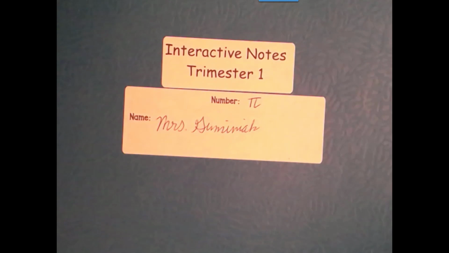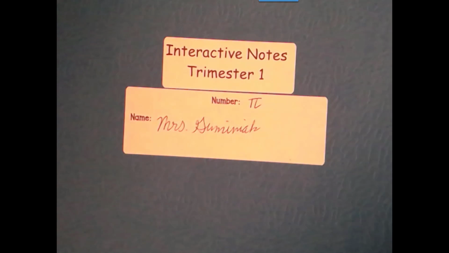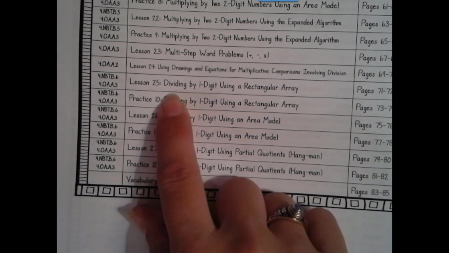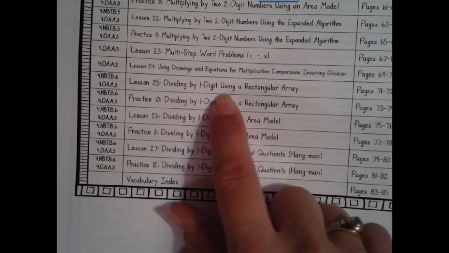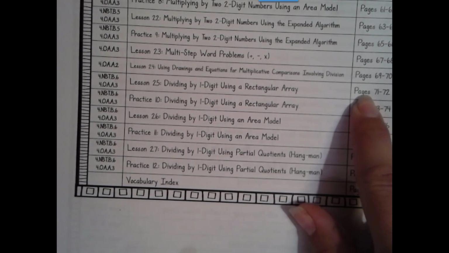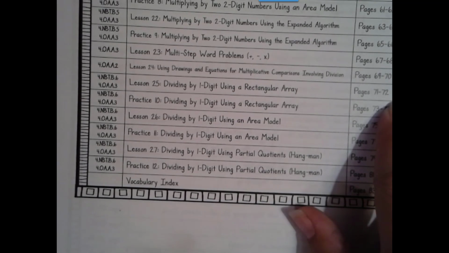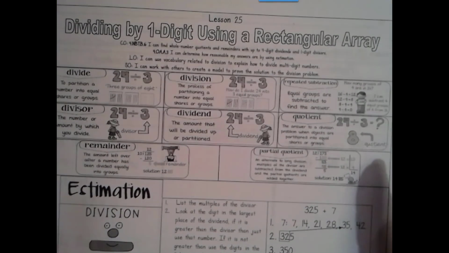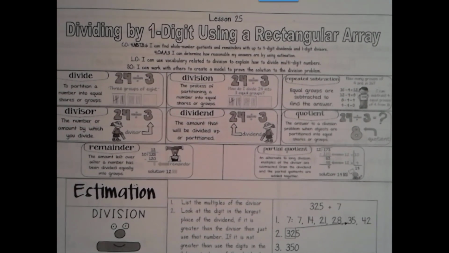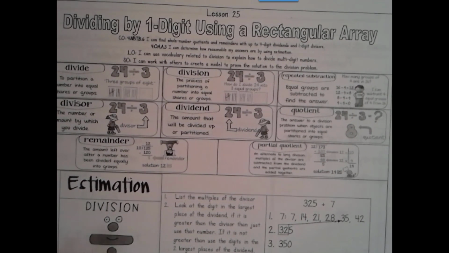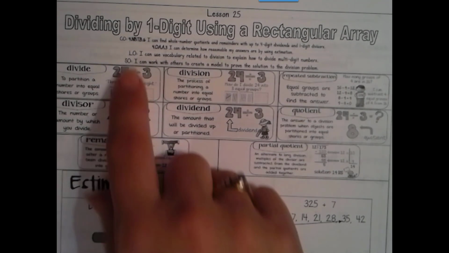Welcome to lesson 25 in your interactive notes. So we are dividing by one digit using a rectangular array, pages 71 and 72. Okay, dividing by one digit using a rectangular array.